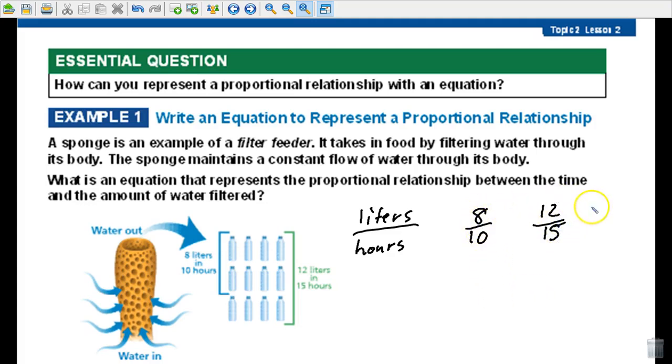If we simplify those down, I divide the top and the bottom by 2, the greatest common factor, and I get 4/5, or 4 to 5, sorry. And then the greatest common factor would be 3. I divide them both by 3, and I get 4/5. They are equivalent ratios. Therefore, it is a proportional relationship. So we will find out what the constant of proportionality is.